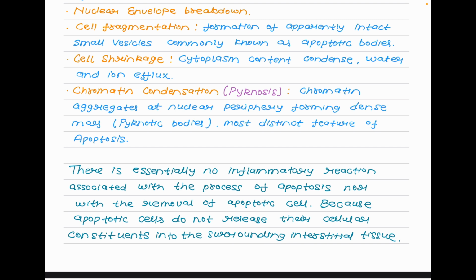It's also vital for removing cells that may become cancerous or cells that have been infected by a virus. Without apoptosis, we would have an accumulation of damaged cells, which could lead to diseases like cancer, autoimmune disorders, and many more. Now let's break down the two main pathways of apoptosis, the intrinsic and the extrinsic pathway. Both lead to cell death, but they're triggered by different signals and different proteins are involved.